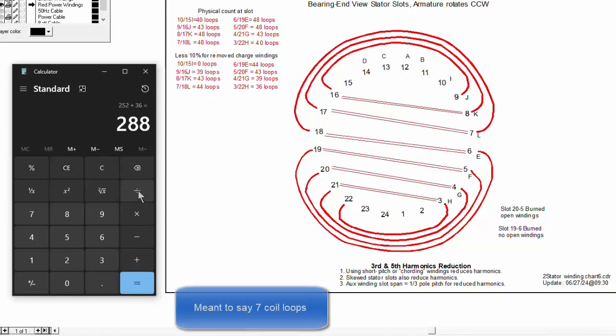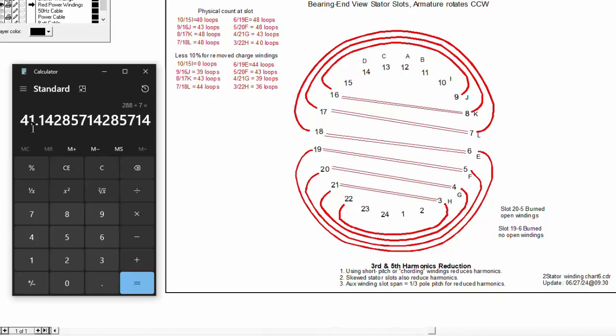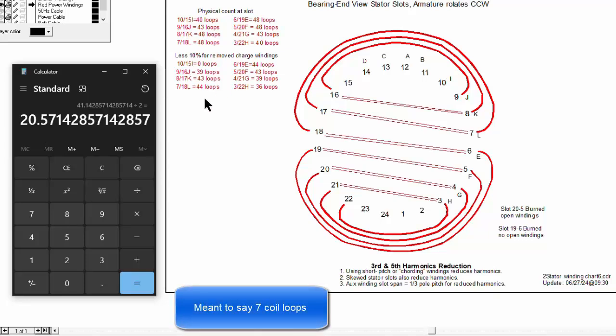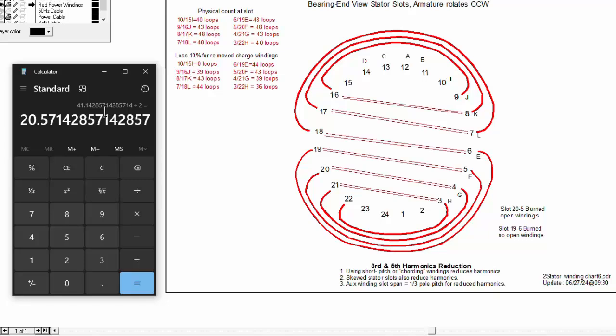So divide that by 7. Equals 41 counts per slot, and that's for both windings. So divide that by 2. It comes out 20.57. So we'll say 21 turns in each one of these 7 slots will give us just slightly more than the factory has. We never want the voltage to be lower because that causes more current draw. So it'll be 21 turns for every one of these 7 slots.